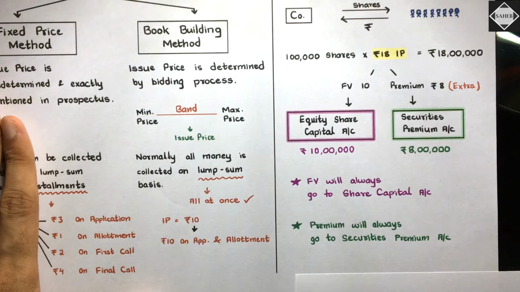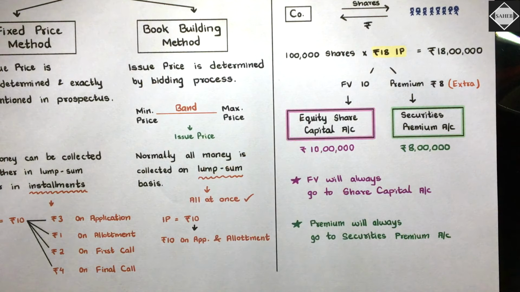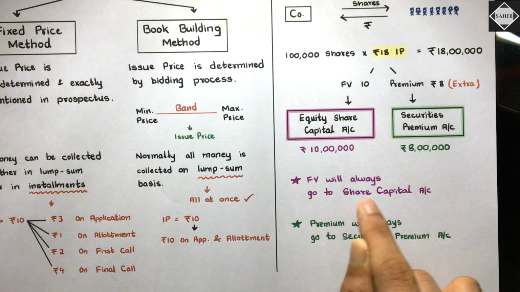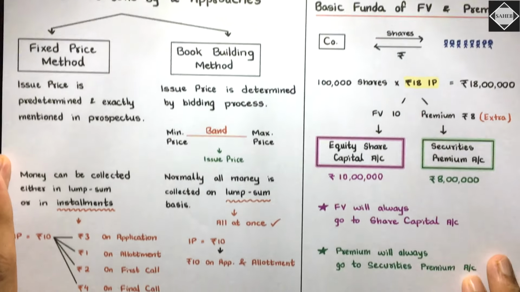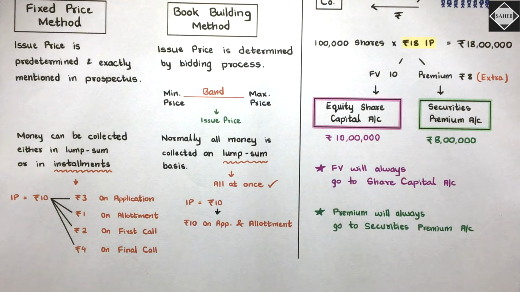So that's what I wanted to tell you right now. In the next video also this will be helpful. Face value will always go to share capital account. Premium will always go to securities premium account. This you understood completely, no? Let's just move on to the steps.